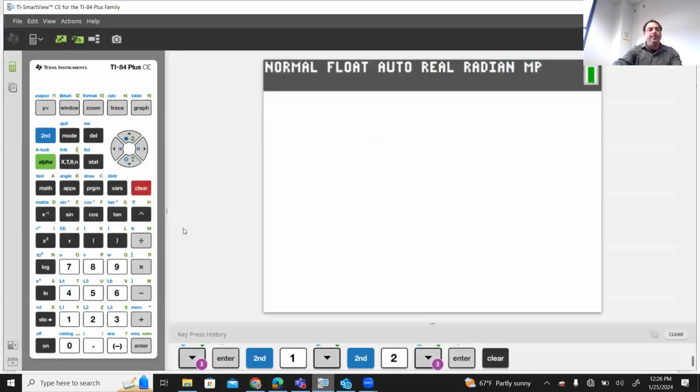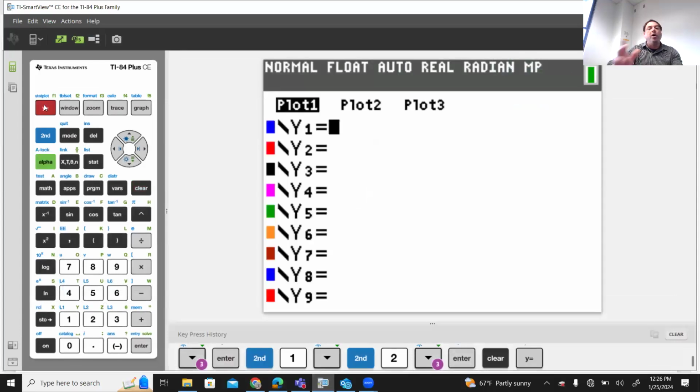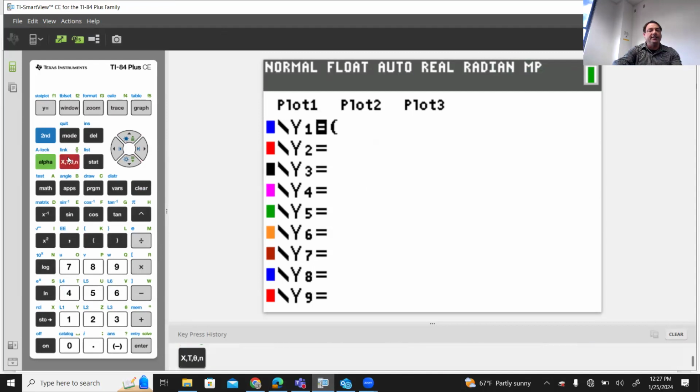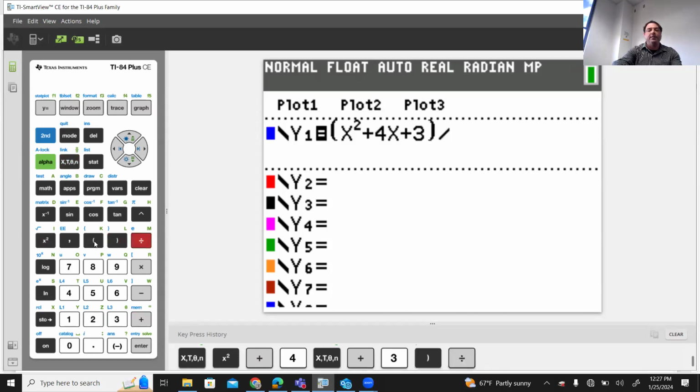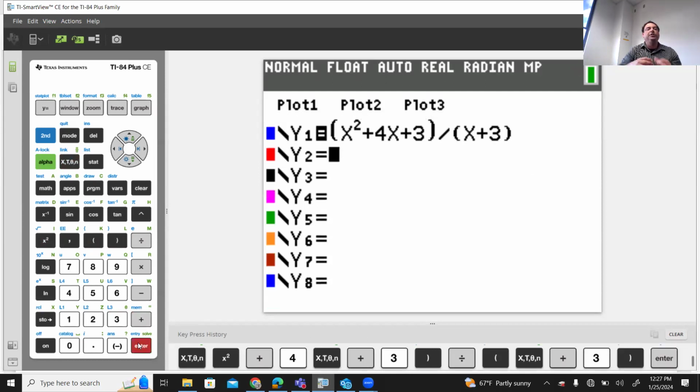I'm going to go to y equals. Again, we should all be comfortable with the calculator. If you have the plot one on like I do, go up to it, hit enter. Make sure all the plots are off. And let's put that in parentheses. Parenthesis, x squared plus 4x plus 3, close parenthesis, divided by x plus 3. Enter. Good so far.